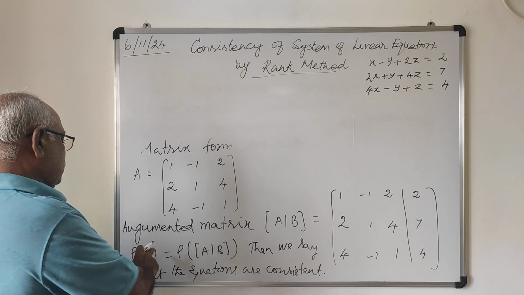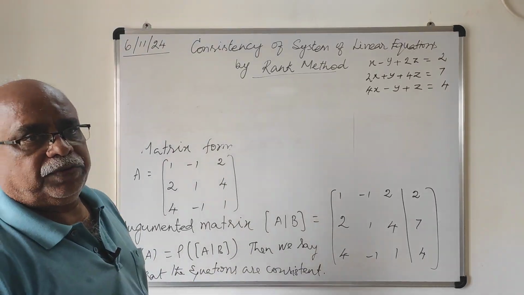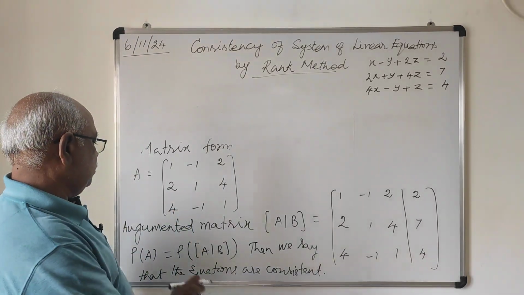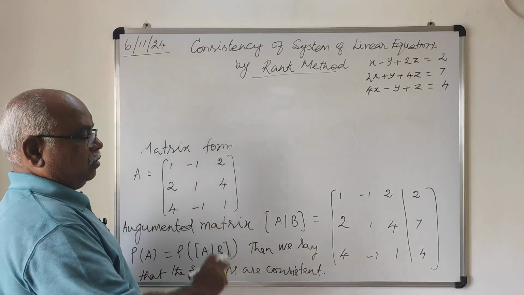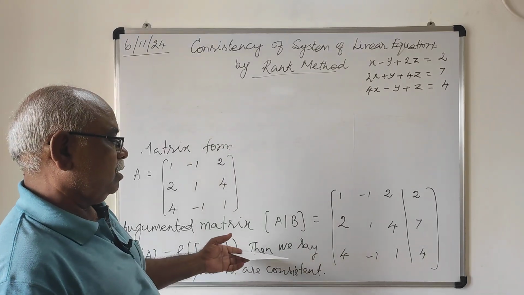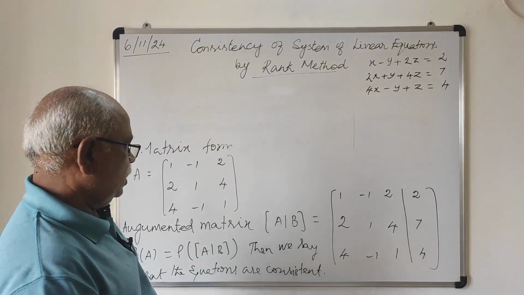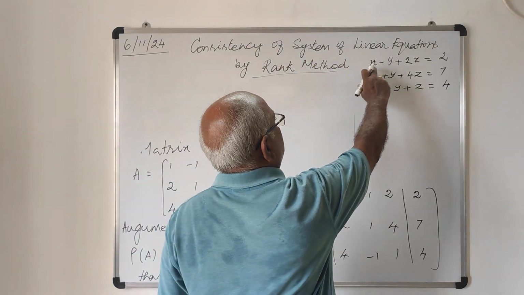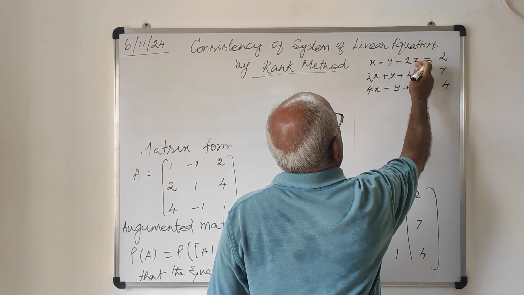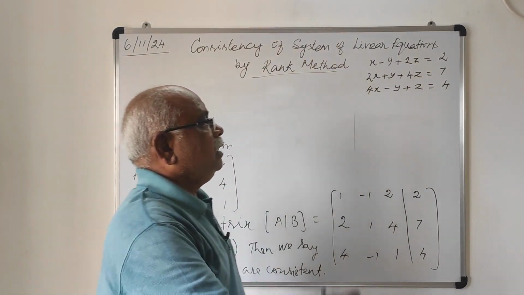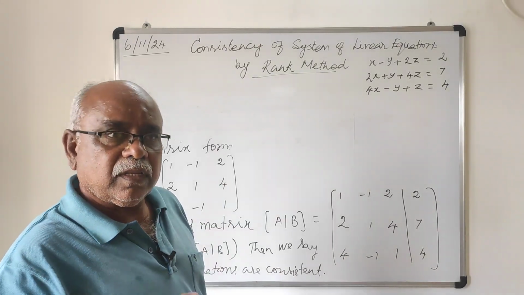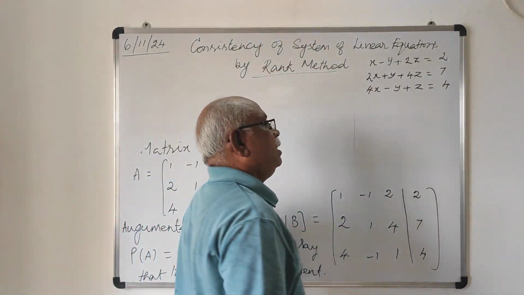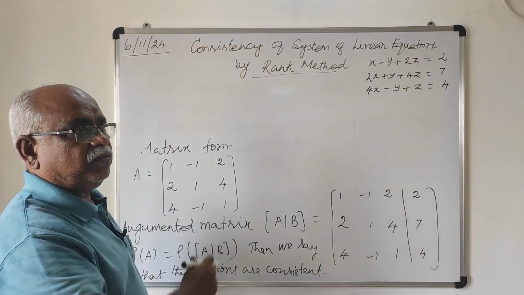Now, if the rank of the coefficient matrix and the rank of the augmented matrix are equal, then we say that the equations are consistent. Also, if the given equations have three unknowns, that is x, y, z, then this is a system of equations consisting of three unknowns.